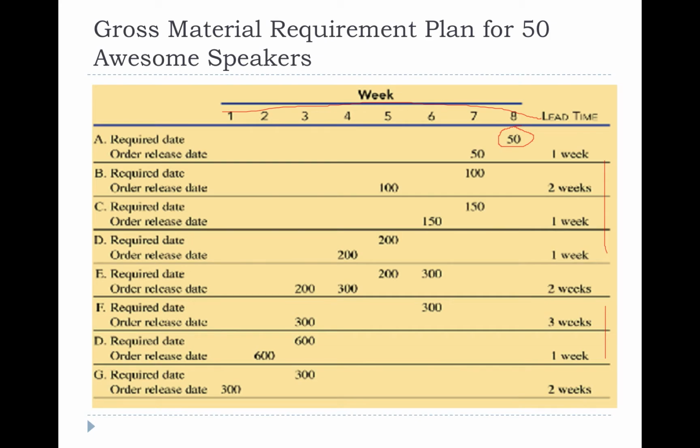So this is how it has been prepared. Now you know that if B is required in 200 units, because for every A there were 4 B's required, and the lead time for B is 1 week, you would need to order it in week number 4, because you would require it in week number 5. So this is how it has been prepared.